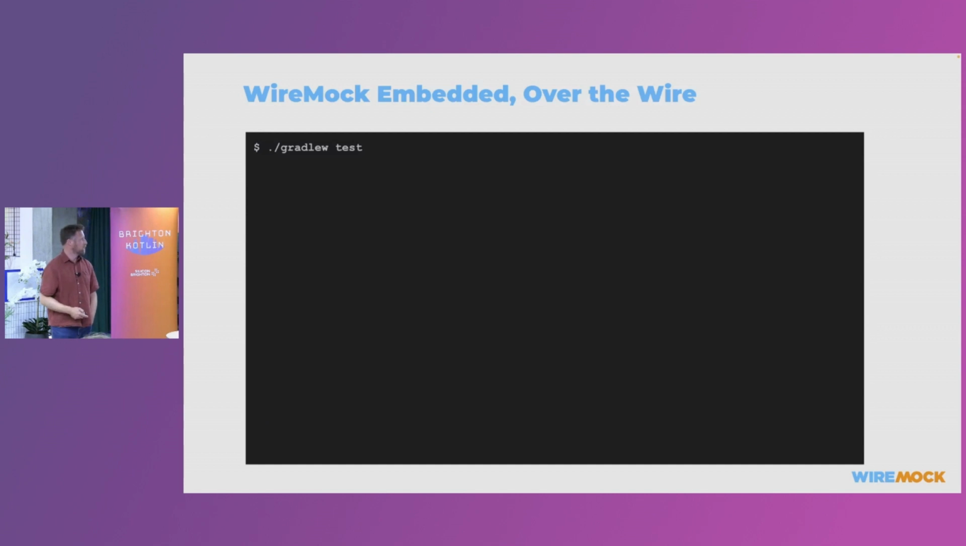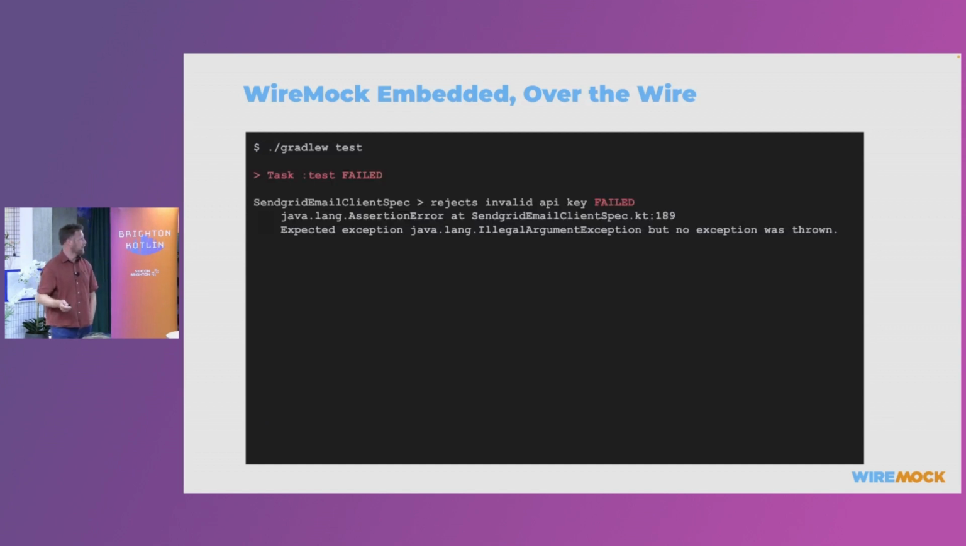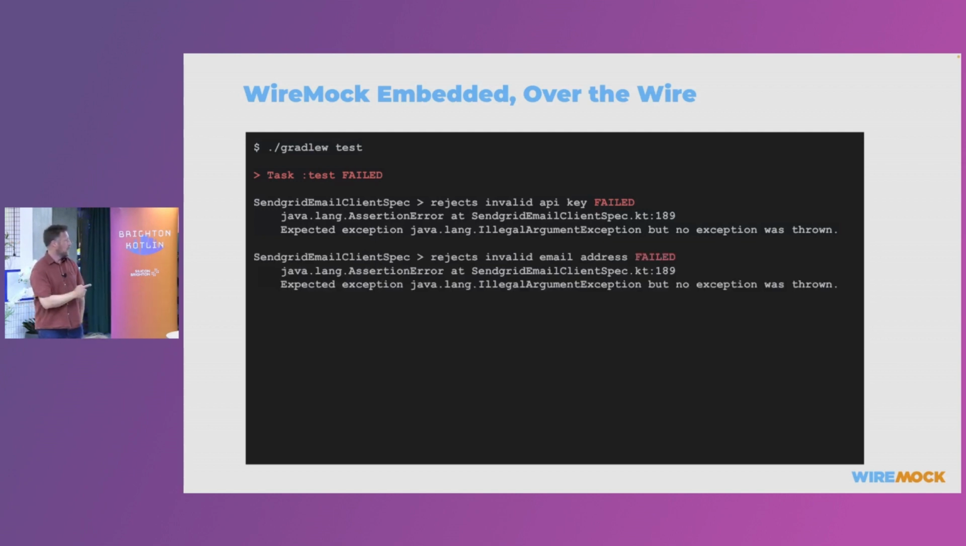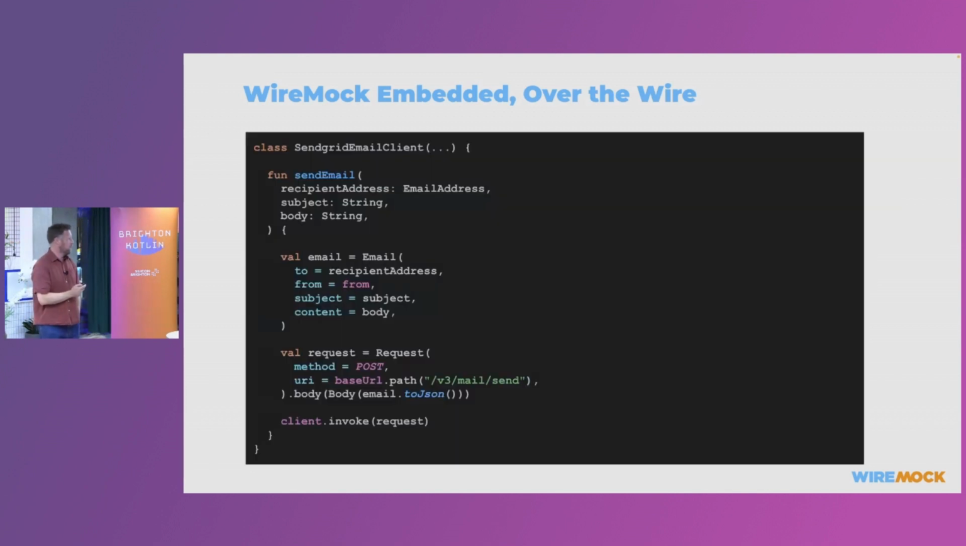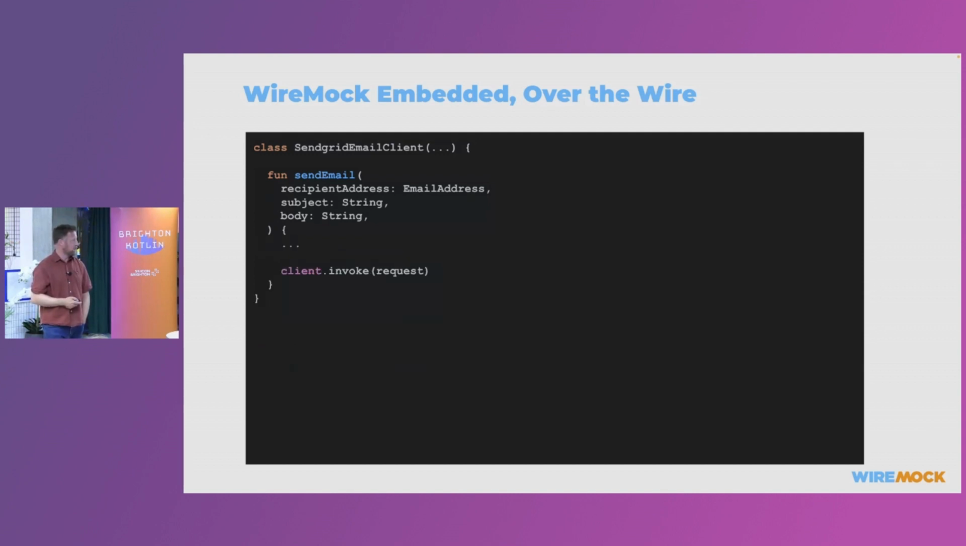Again, we can watch them fail because we're good TDDers and we always watch a test fail first. And we get, yep, rejects invalid API key failed. We expect an exception, but no exception was thrown. We check rejects invalid email address. That also failed, again expecting an exception, but no exception was thrown. And when we go to the code, we can see why immediately. When we sent that request off to the client, we didn't do anything to check what came back. We just expected it was okay.